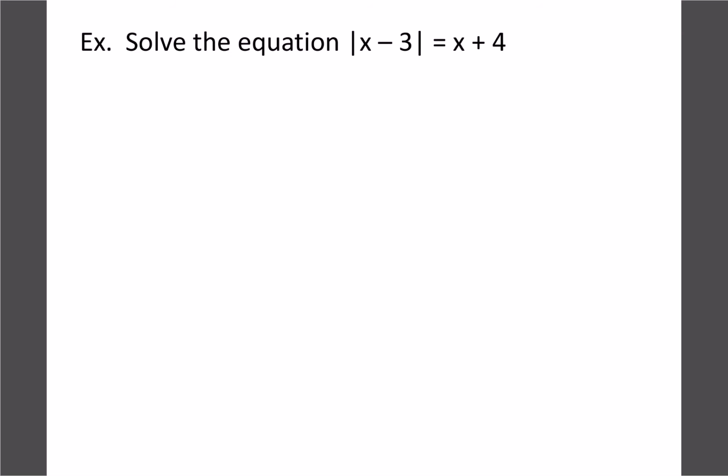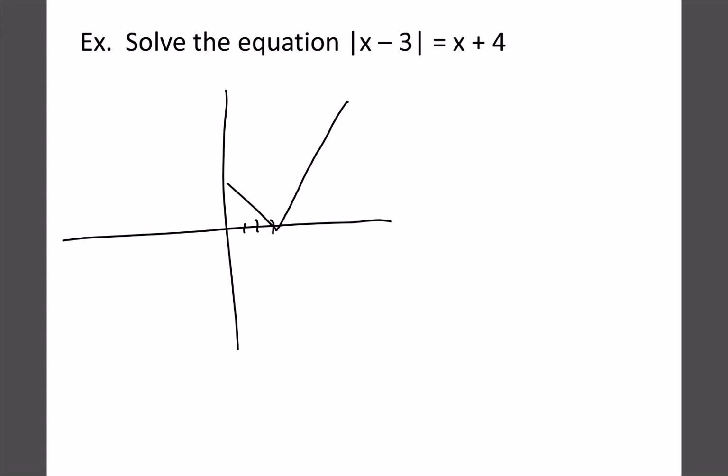And we just finished doing absolute value equations, and we solved this by making it positive x minus 3 and negative x minus 3 and solving each equation. But we could actually solve this one by graphing as well. So if you just graph the absolute value of x minus 3, that'll be our V-shaped graph, something like that. Graph x plus 4, and we have our straight line, something like that.